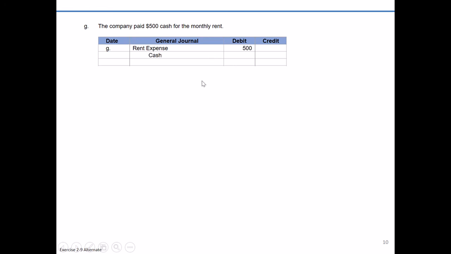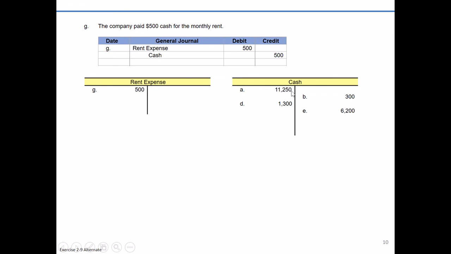Our counterbalancing part of the transaction is that we're going to credit cash because we're giving it up. Cash is an asset. We credit it for $500 because we're giving it up. So rent expense on the left-hand side is going to be our debit. Cash, looking at our previous transactions, we're going to add one more credit of $500.